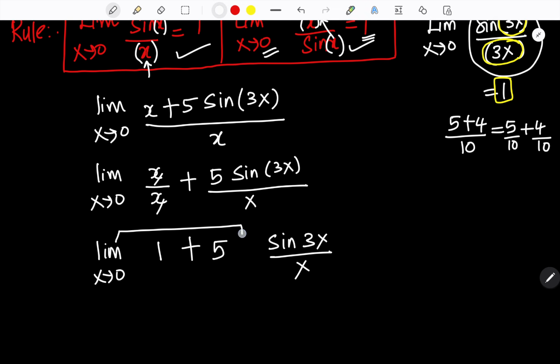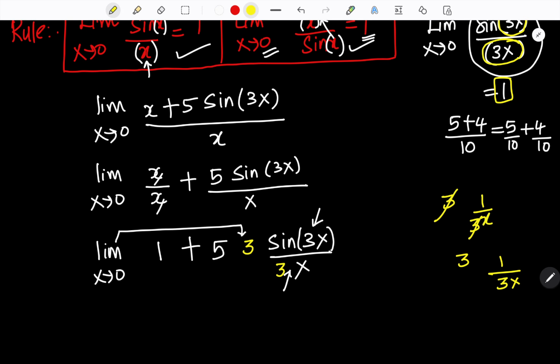Limit x is going to 0 for this also. What is your angle here? Your angle is 3x. Is 3x on the down? No. So what we need to do is adjust: multiply by 3 and at the same time divide by 3. Suppose you have 1 by x. If I put 3 here and 3 here, they cancel, and the value is not changed. Same value. That's why I'm multiplying by 3 and dividing by 3.